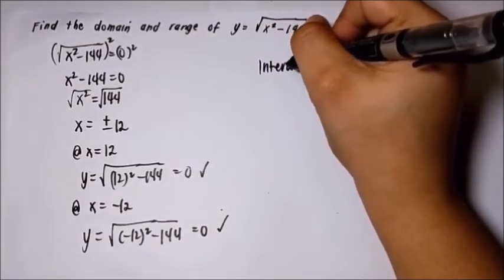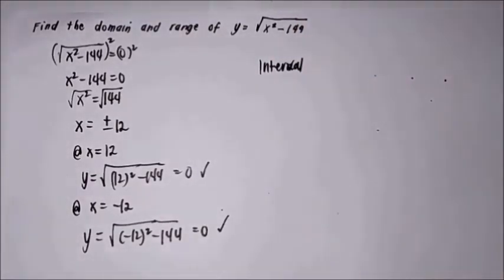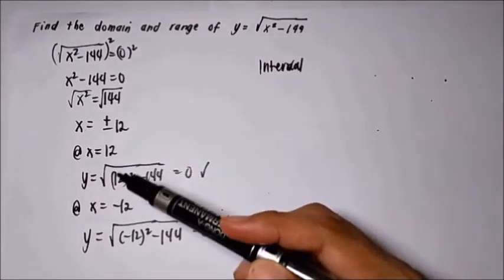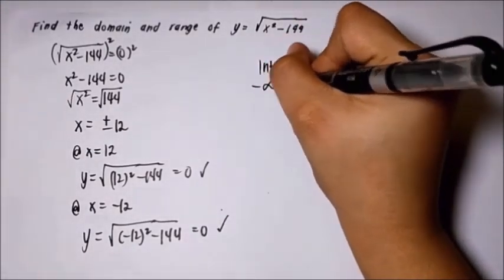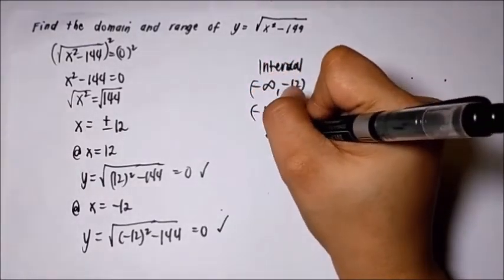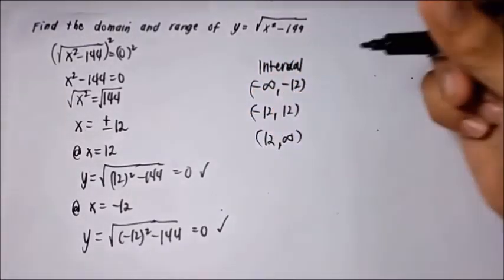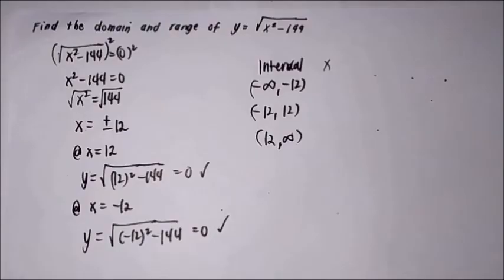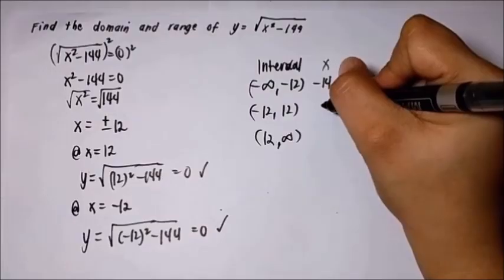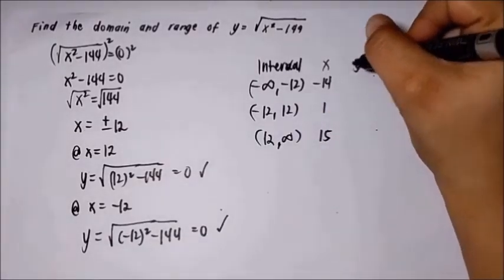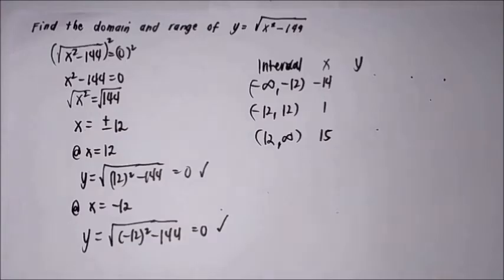Let's use the interval method, in order to know if the given interval would be the domain or not. Since the given numbers would be negative 12 and positive 12, let's have negative infinity to negative 12, negative 12 to positive 12, and positive 12 to positive infinity. And then use some values of x. Let's say this is negative 14. I'll be using 1. And then 12 to infinity, let's say that would be 15. Then solve for the values of y.